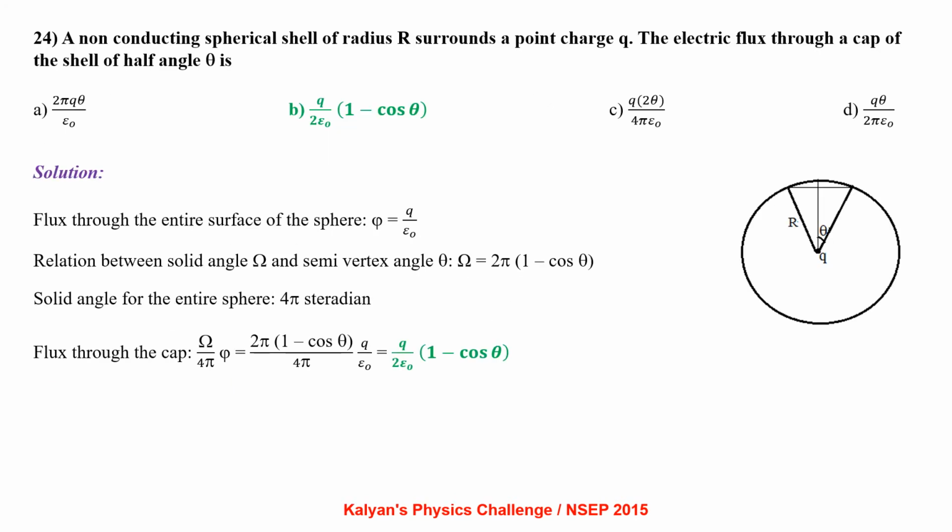A non-conducting spherical shell of radius r surrounds a point charge q. The electric flux through a cap of the shell of half angle theta: flux through the entire surface of the sphere phi equal to q by epsilon naught. Relation between solid angle omega and semi-vertex angle theta is omega equal to 2 pi times 1 minus cos theta. Solid angle for the entire sphere is 4 pi steradian. So the flux through the cap is omega by 4 pi into phi, that is 2 pi times 1 minus cos theta by 4 pi into q by epsilon naught, which is q by 2 epsilon naught times 1 minus cos theta.